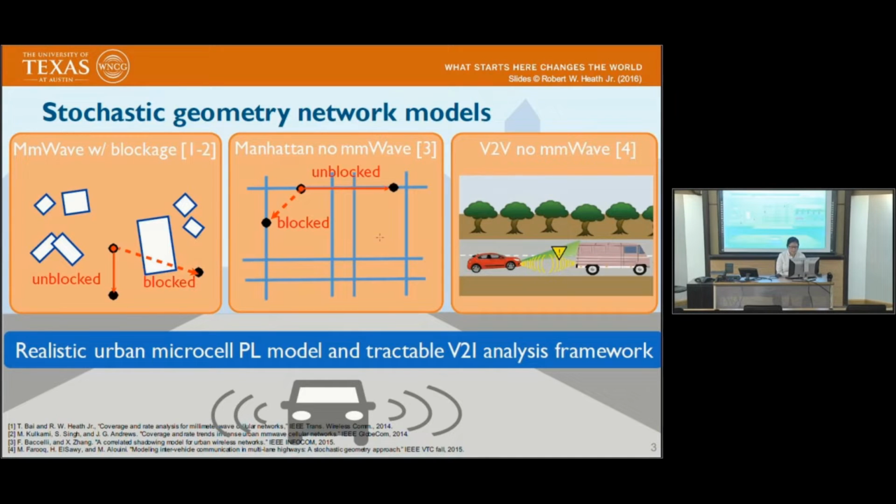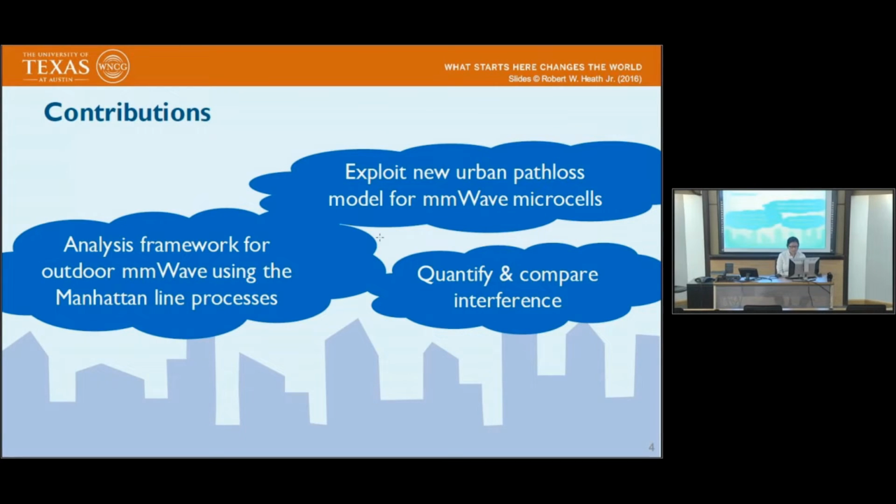So in this paper, we are going to build up an analysis framework of a realistic urban microcellular pathloss model, and we are going to provide a very tractable analysis of the vehicle-to-infrastructure communication based on this. The main contributions in this paper are, first, we exploit a new urban pathloss model for millimeter wave microcells verified from the ray tracing results.